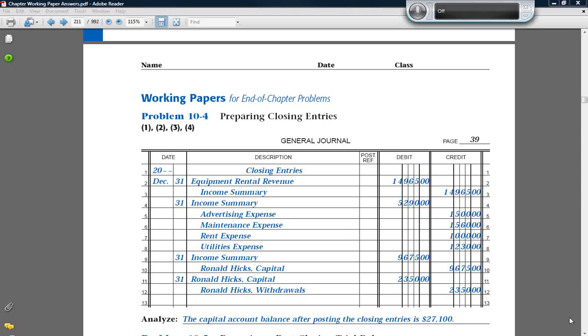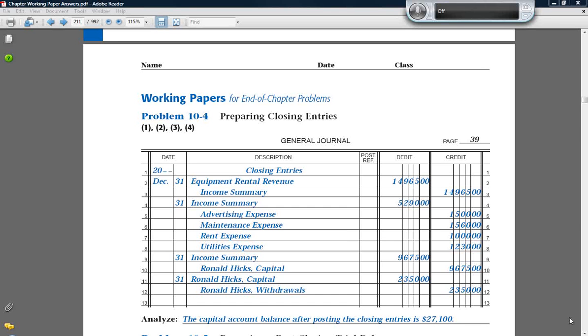So we start with all our revenue accounts. Looking from the partial worksheet, we see a balance for equipment rental revenue, and that could come from the general ledger as well. We know revenues have a normal credit balance, so we're going to debit equipment rental revenue for the $14,965. That's the only revenue account we have. So we know to close revenues, we debit the revenue, we credit income summary. So my debits equal my credits. The amount is the same, $14,965.